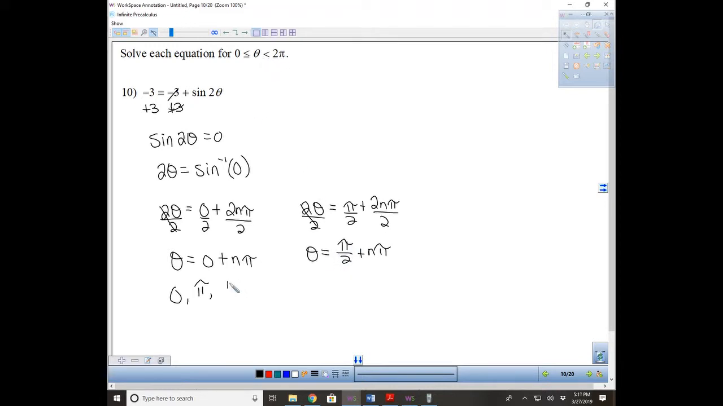So now I'm going to start with the pi over 2, and I'm going to add pi to that, so that would give me 3 pi over 2. And 2 will only go into 3 one time, so I haven't made it twice yet. And then if I added another pi, that would be 5 pi over 2. So 5 pi over 2 is bigger than 2 pi because 2 goes into 5 twice with 1 left over. So it goes in more than twice, so we only have 4 answers.